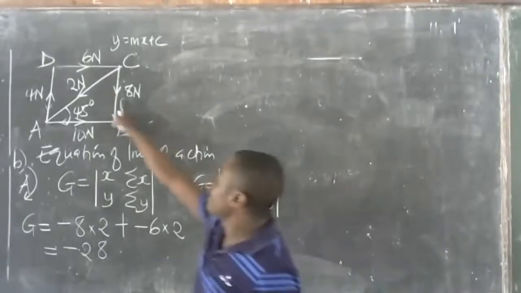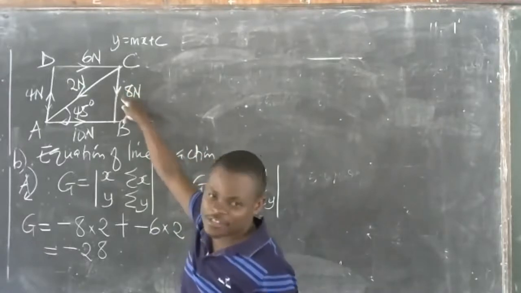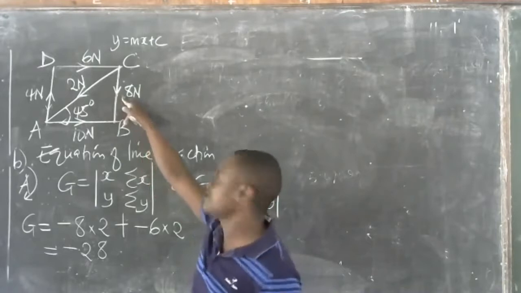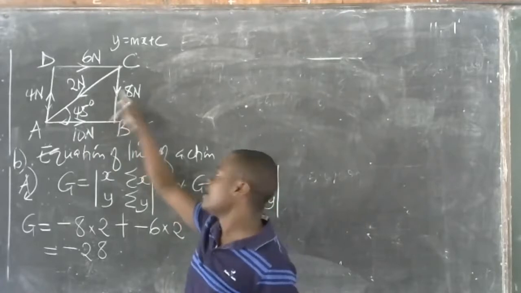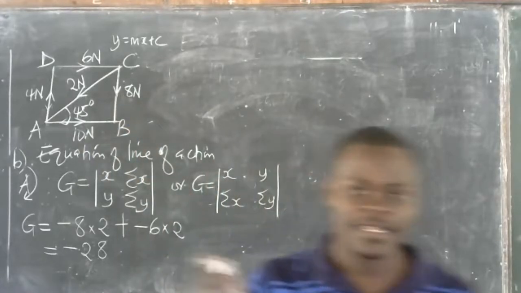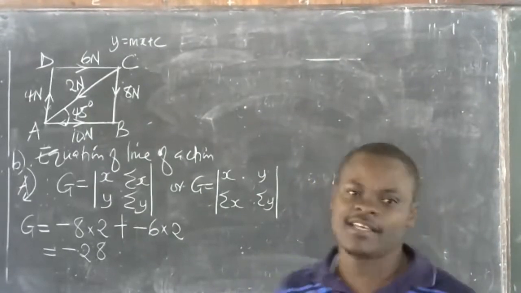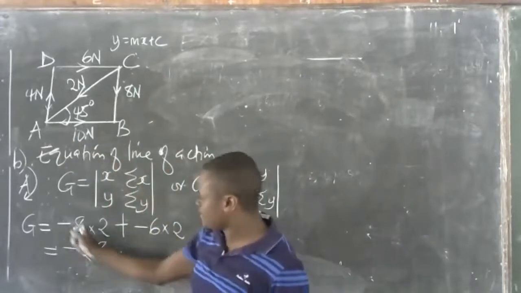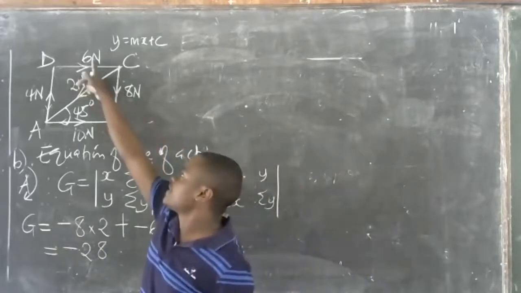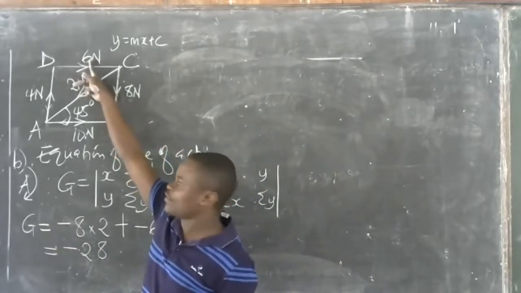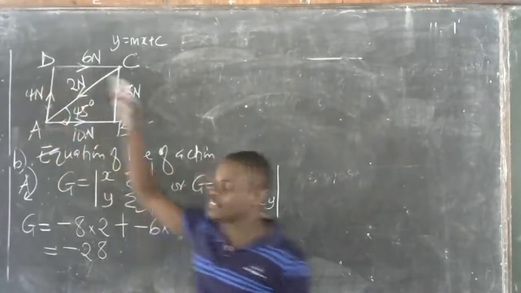Now, this is the 8 Newton's force, and its perpendicular distance from A is the length AB. Length AB is going to be the perpendicular distance. And remember, in the question they said the square ABCD is of side 2 units. So AB is 2 units. That's why it is 8 times 2, but negative being clockwise. Now the perpendicular distance of this 6 Newton's force from point A is AD, which is also 2 units.